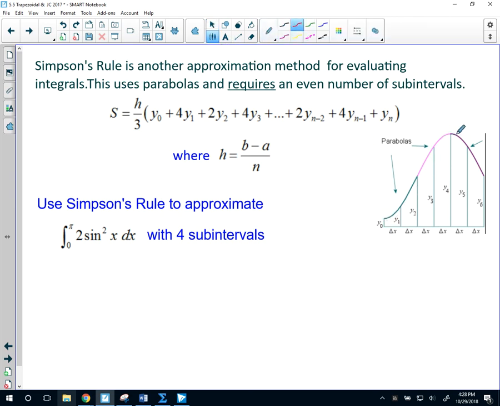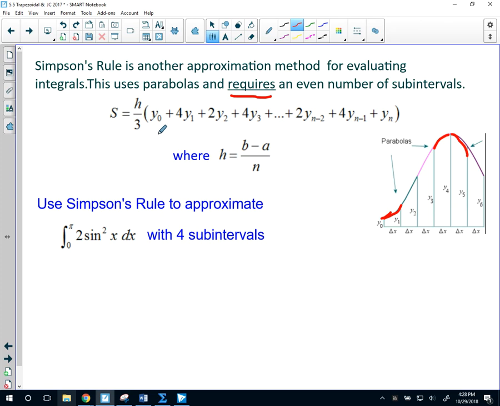So this was like whatever these values were with some function, and this would be a part of a parabola here, and this would be a part of a parabola here, and part of a parabola here. So we're creating little mini parabolas that we're finding the area underneath. The formula requires that you have an even number of subintervals, so you can't use it with an odd number.